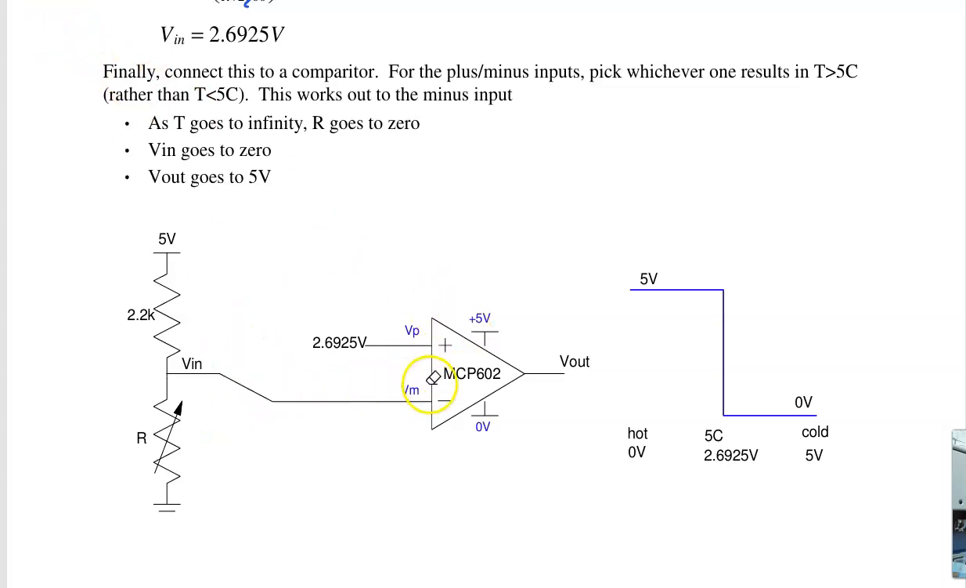So here's the circuit. When the temperature is below 5 Celsius, the resistance is bigger and the voltage is more than 2.69. When V minus is more than V plus, it slams low, 0 volts. So this is cold. When it gets hot, above 5 degrees Celsius, the resistance goes toward 0, V minus drops below 2.69 volts, V plus is more than V minus, and I slam high. So there's the VI characteristic for this case. I can then take that to the PIC processor, and it now knows the temperature. Is the temperature more than or less than 5 Celsius?